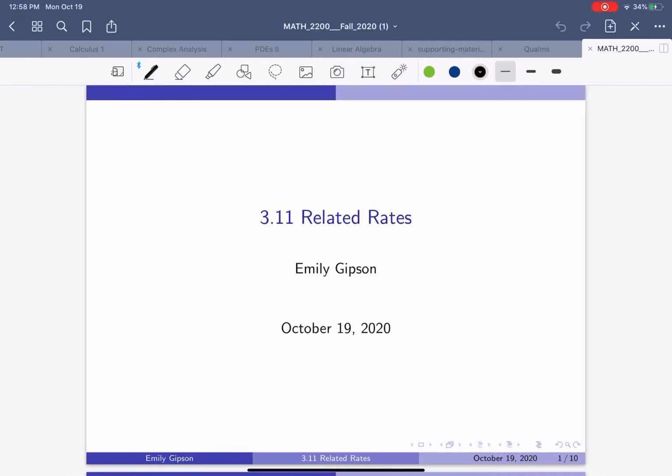Good afternoon. Today we're going to be talking about section 3.11, related rates. And this is really our first introduction into using calculus. So what we've been doing is teaching you calculus, and now that you have the basic tools, it's time to use them and apply them to real-world problems. So let's get started with an example.